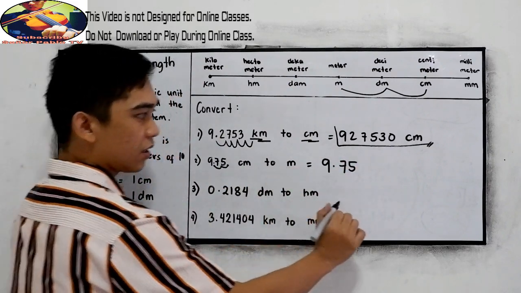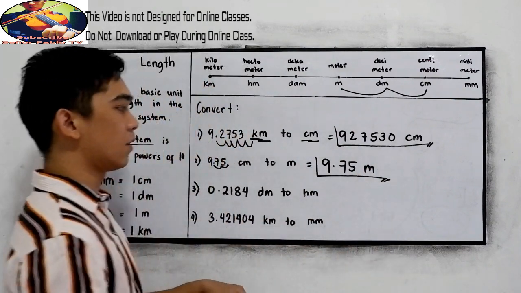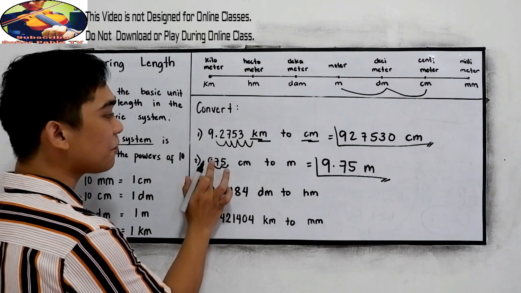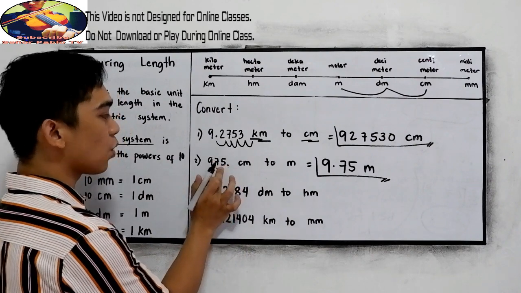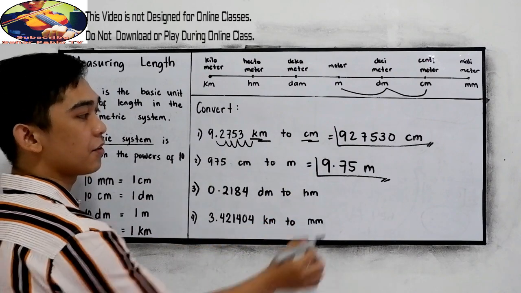That will become 9.75. The unit is meter. So 975 centimeters is equal to 9.75 meters.